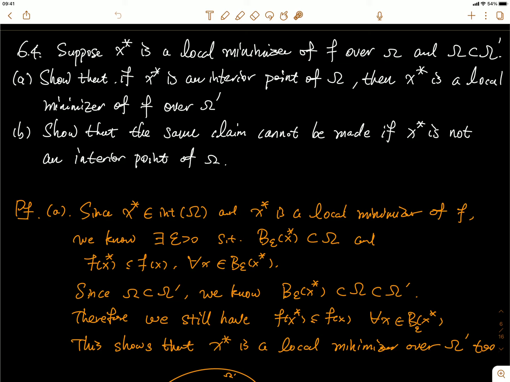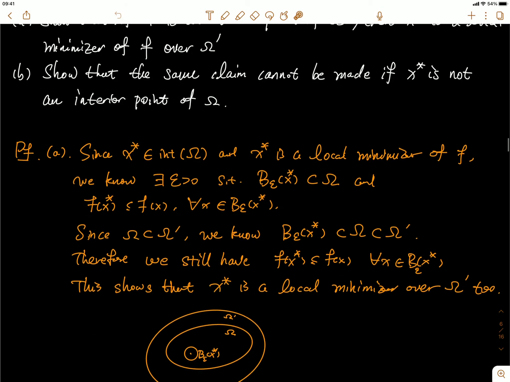Now we suppose we know that x star is the local minimizer of the function f over the region omega. And we know that the region omega is a subset of the set omega prime. So the first question asks, if x star is an interior point of omega, then x star must be a local minimizer of f over the larger set omega prime as well. Okay, let's see what that is.